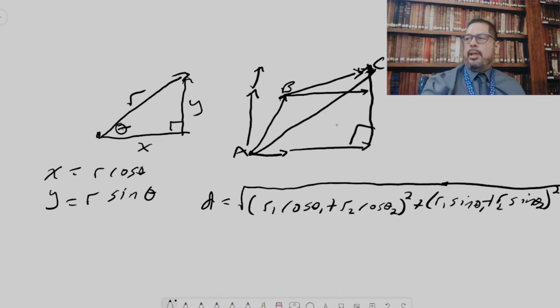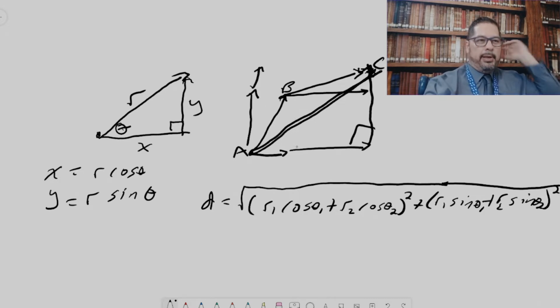Nothing more than breaking up the vectors into their vertical component and horizontal component. When you add up the two vertical components, you get one side of a right triangle. When you add up the two horizontal components, you get another side of the right triangle, and the Pythagorean theorem gives you the distance from A to C. And that's what I call a traditional type vector problem.